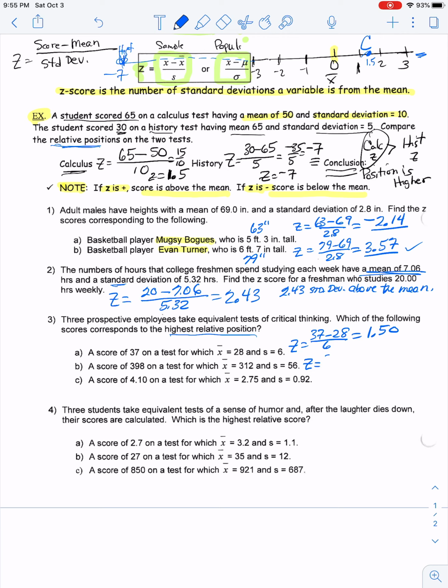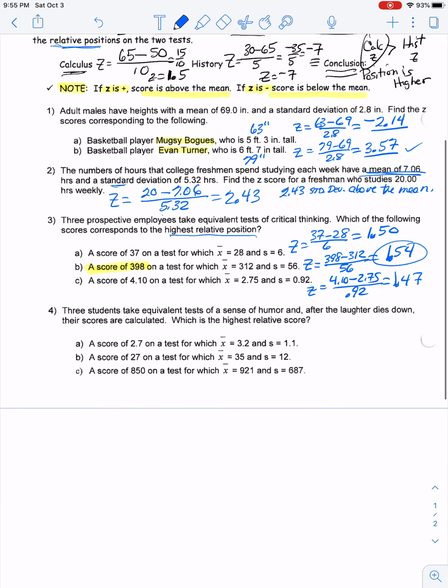Second one, they scored 398. Mean 312, divide by standard deviation of 56, 1.54. And then lastly, the z, 4.10 minus 2.75 is the mean, divide by 0.92. This one is 1.47. So the one that is furthest to the right or above average is the 1.54. Okay, so the best score on this one is the 398. It has the highest relative position.